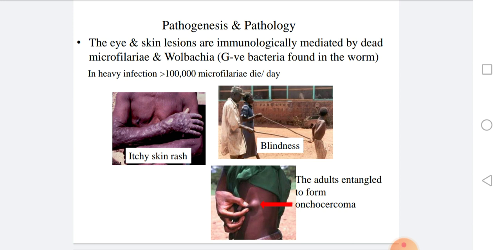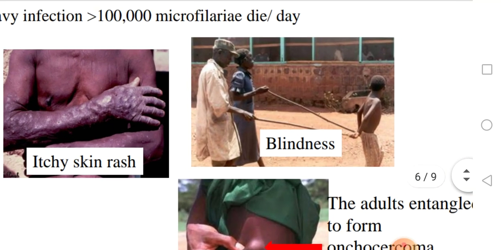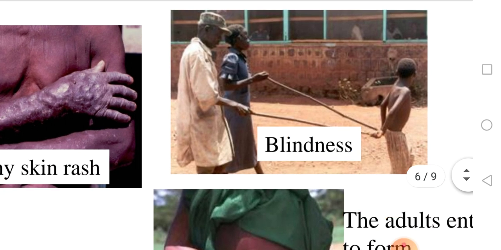In heavy infection, more than 100,000 microfilariae die per day. In the eye, the immunological reaction will lead to corneal opacity and affection of other parts of the eye, leading to blindness. And this is the result of the blindness.